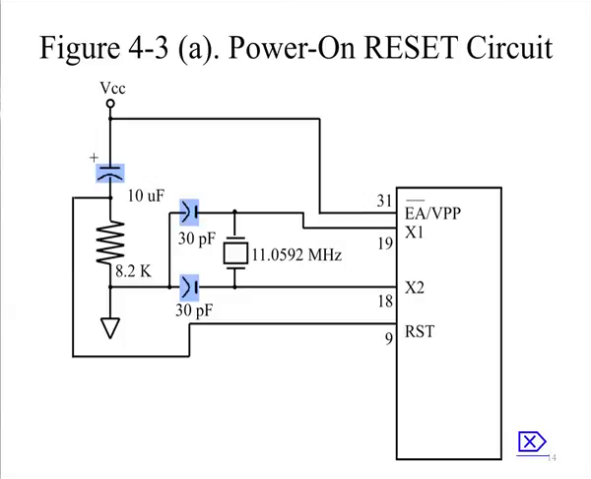Now let us see the power on reset circuit. This circuit shows when the microcontroller is turned on and we want to reset the circuit. In this, the crystal 1 and crystal 2 pins are connected to a 11.0592 megahertz crystal. Our EA bar oblique VPP line is connected to VCC. Then a capacitor and resistor are connected to ground. 30 picofarad capacitors are connected across the crystal oscillator. This forms the power on reset circuit of 8051.